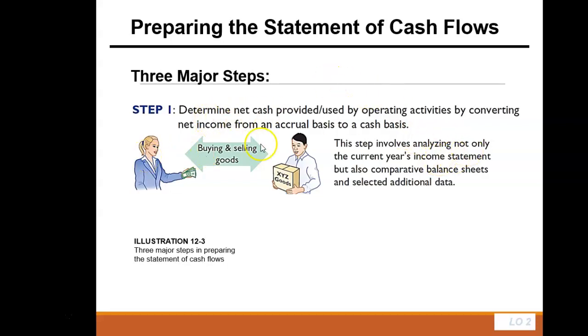We're going to convert what's called the accrual-based net income over to a cash-based net income. So we look at all of our different types of operating activities, and we're going to identify from those, based upon their changes, whether we have an increase or a decrease in cash from our operating activity. We'll look at the current year's income statement, as well as a comparative balance sheet. Comparative means we're going to have data for more than 1 year shown on the comparative balance sheet. And we'll look at select additional data in order to prepare the operating activities section of the statement of cash flow.